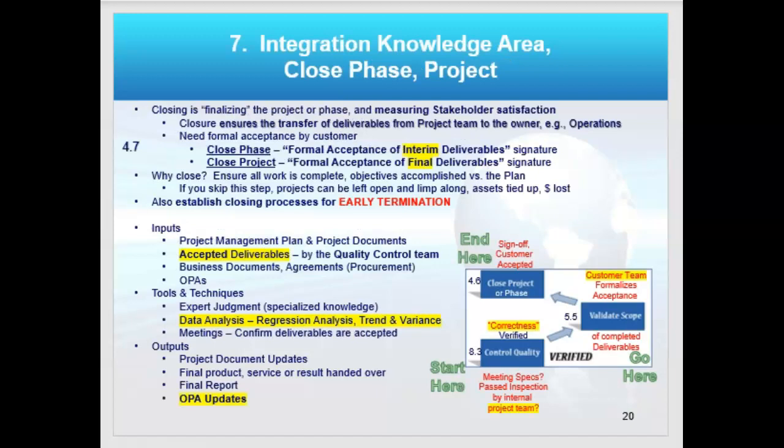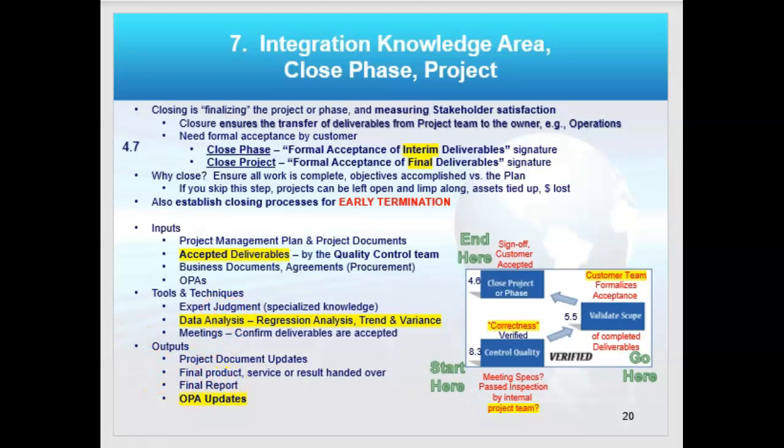Now, the last process is close project or phase, right? So if I'm closing the phase, it's an interim sign-off of the deliverables. How are we doing? Does the customer approve of them? If it's at the end of the project, it's a final sign-off of the deliverables by the customer, and with its inputs, tools, techniques, and outputs.